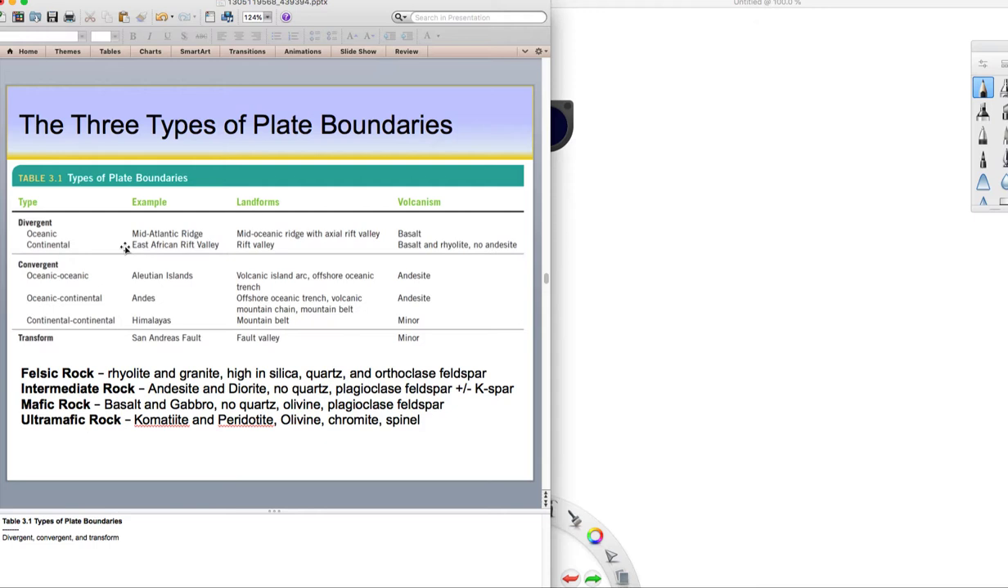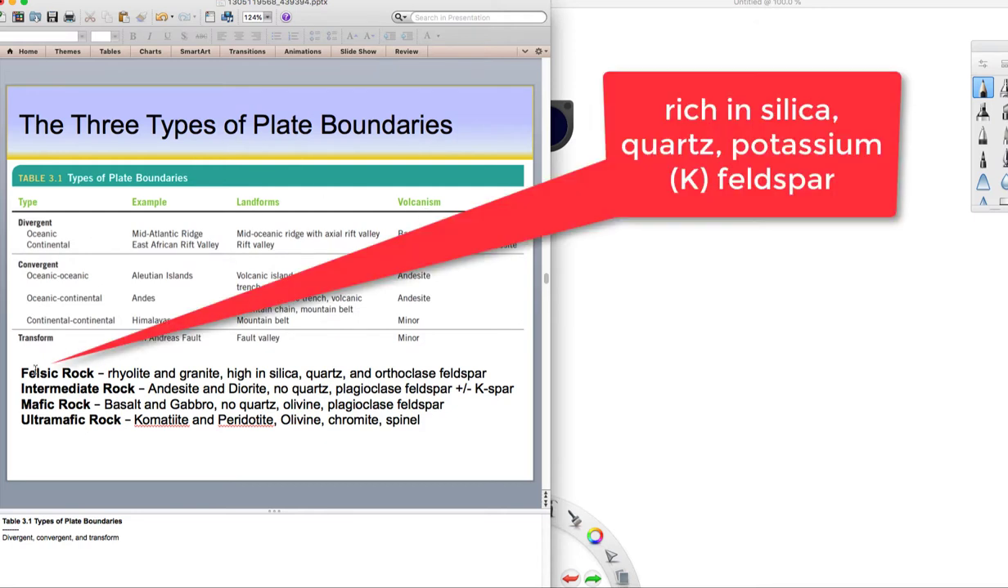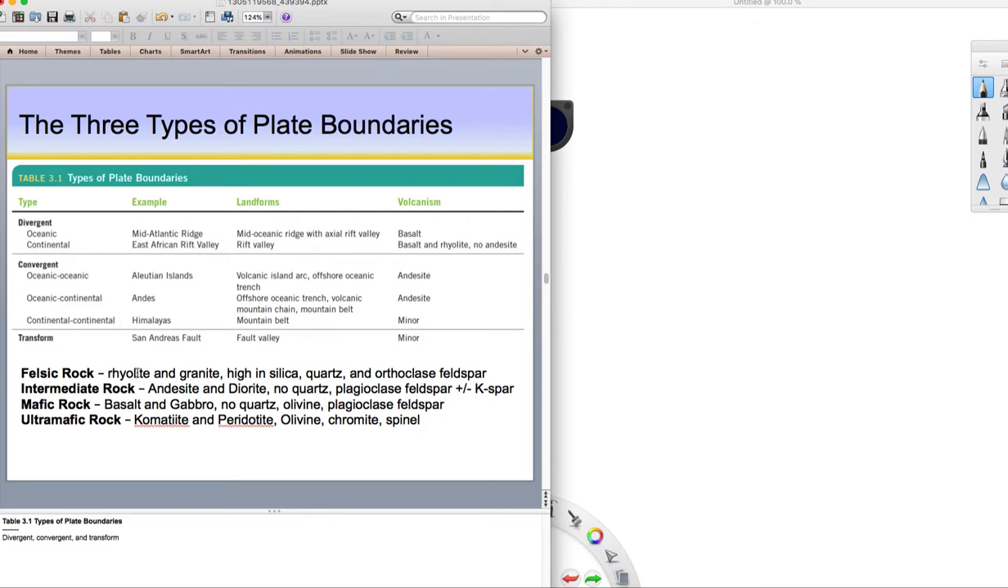the East African Rift Valley is a good example. Here we can see basalt and rhyolite. So rhyolite is felsic rock. Felsic rocks tend to be rich in silica. Think of this SI for silica. So high in silica, quartz, potassium feldspar. Remember, orthoclase is potassium feldspar. And the type of rocks we see is rhyolite, which is the volcanic rock.